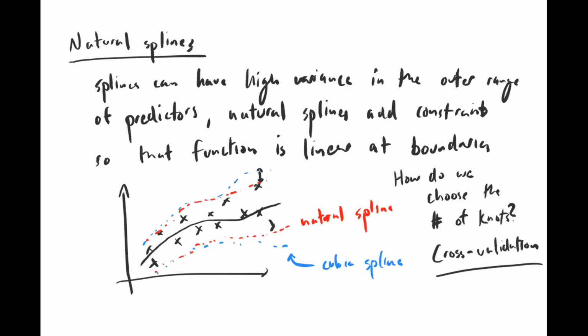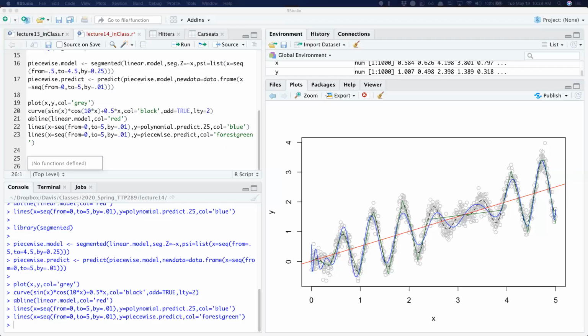Okay. So let's take a look at an example of this in R. We need to use a function from a library called splines, unsurprisingly.